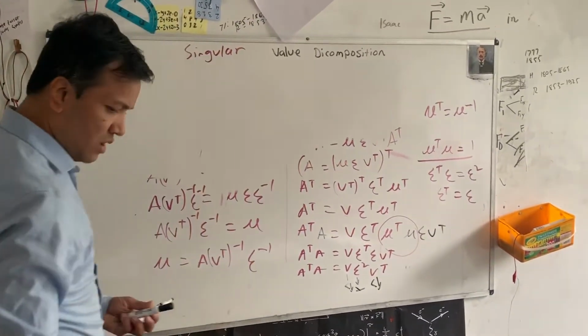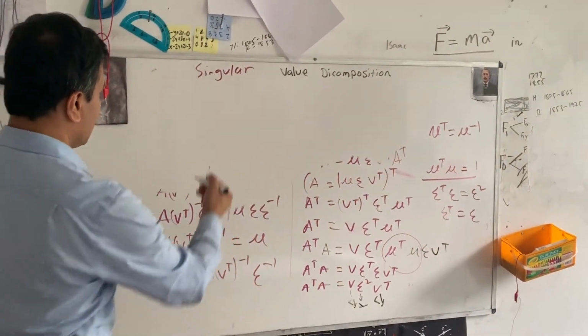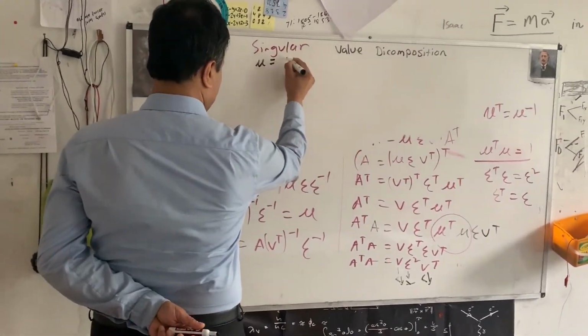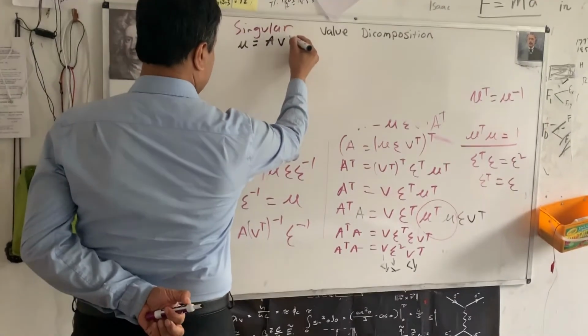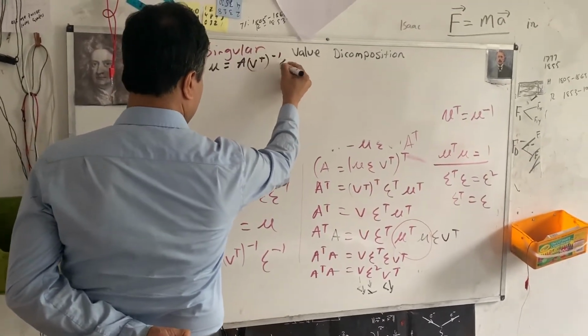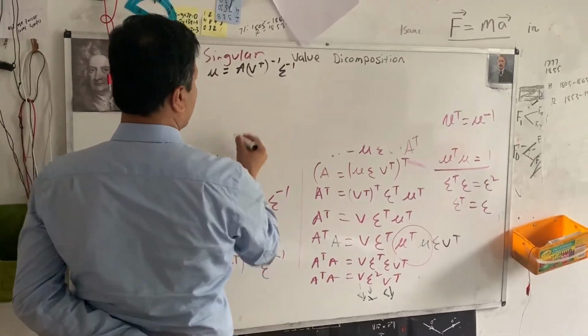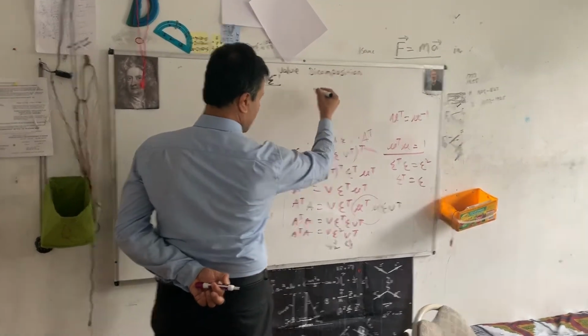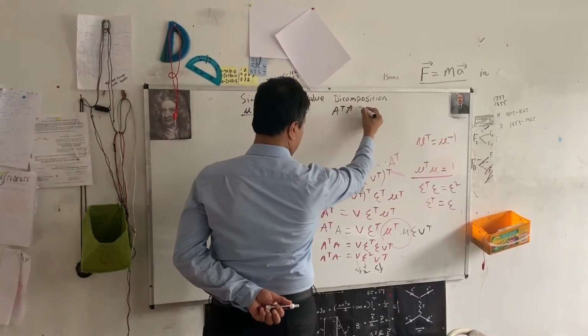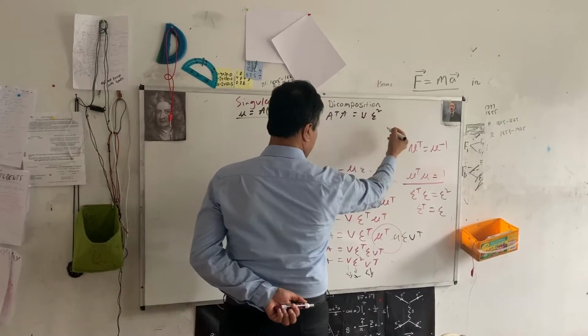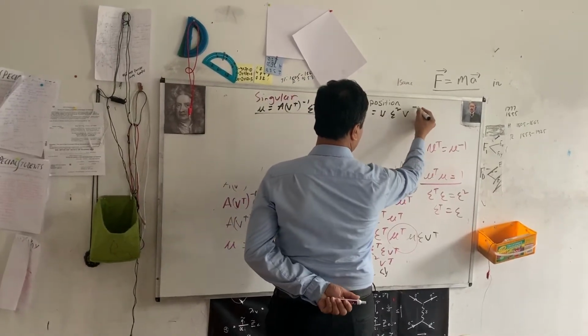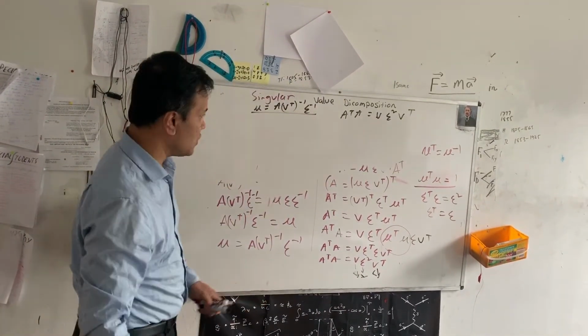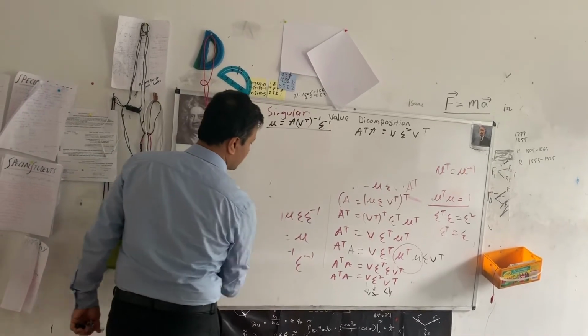So I will write these two equations over here. Mu is equal to A V transpose inverse sigma inverse, and the other formula is A transpose A is equal to V sigma squared V transpose. With these tools, I think we can win the war.